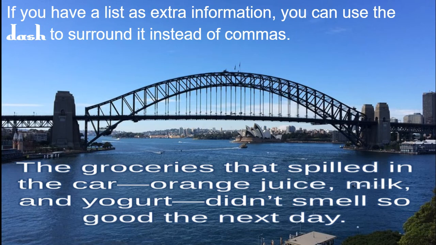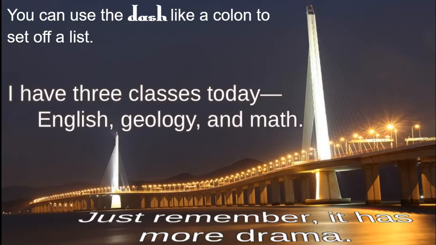So if we used commas, it would be the groceries that spilled in the car, comma, orange juice, comma, milk, comma, and yogurt, comma, didn't smell so good the next day. We could figure it out as readers, but it's a lot clearer with those dashes there. So if you have extra information that is a list, then one of the ways you can set that off and clarify it for your readers is by using the dashes.